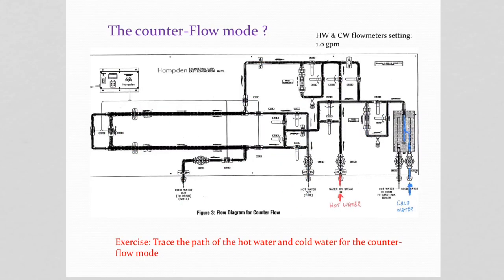Counterflow mode now. Well, as you see, it's not shown. We ask you to trace the path of hot water and cold water to show the counterflow mode. You can submit that with your report. You just mark it with some crayon with colors and then take a picture of it and put it on your report, or put the picture on the side, up to you. But it would be great if you could do something similar to that.